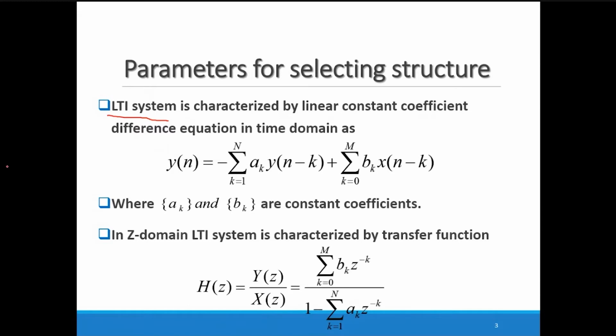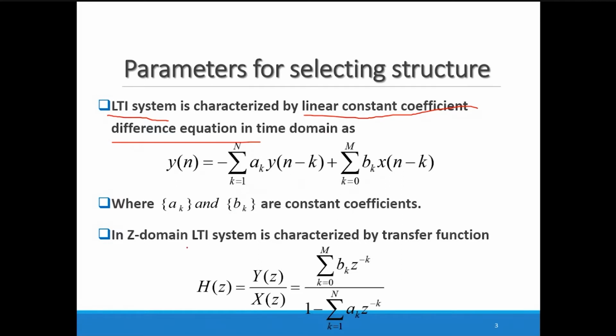So if I represent the LTI system with this linear constant coefficient difference equation, then it is given by the equation y(n) = -sigma k=1 to N a_k y(n-k) + sigma k=0 to M b_k x(n-k), where a_k and b_k are constant coefficients.